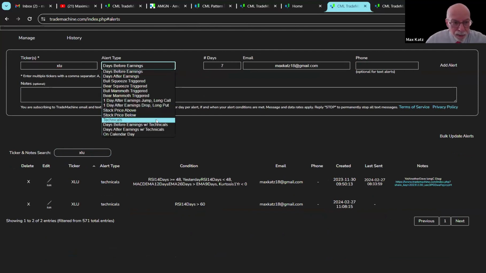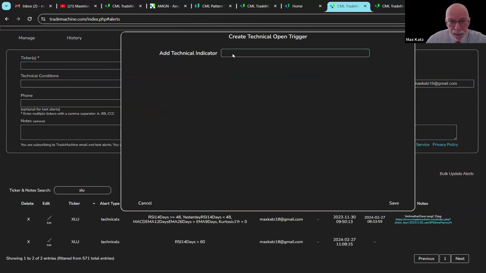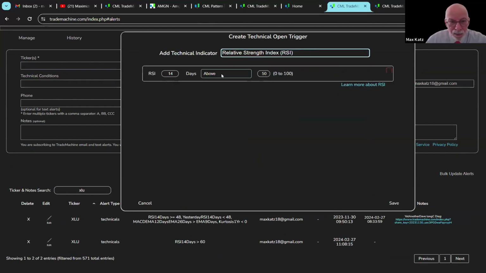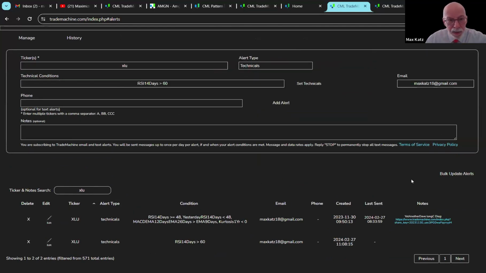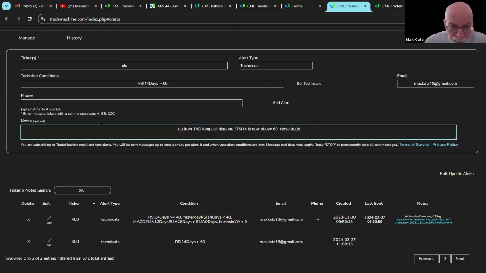And we'll do technicals, set technicals, add the technical indicator, RSI 14 above 60, and hit save. Now that's the closing condition that TradeMachine will test for us every day. To help us remember what this is related to, it's XLU from YAD, yet another Dave, and it's a long call diagonal, and RSI 14 is now above 60, close trade. So now I know what this alert is all about.